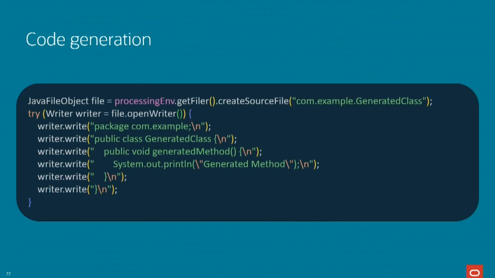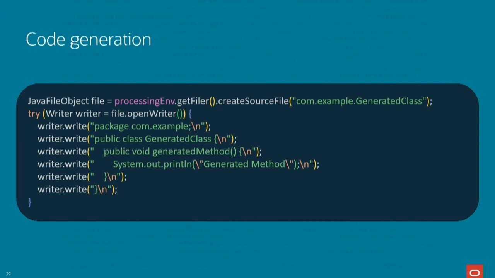Now, how to generate the code? How to use the generator? For that, we will use the getFiler. That's the method I have described before that we will use for the actual file generation. Once we do that, we need to specify the complete path of the class, and we will get an object called JavaFileObject, which is basically the representation of a class which will be generated. Then we have to use the method openWriter, which will open a writer to that file, and then we are just writing and placing the code to generate a class.